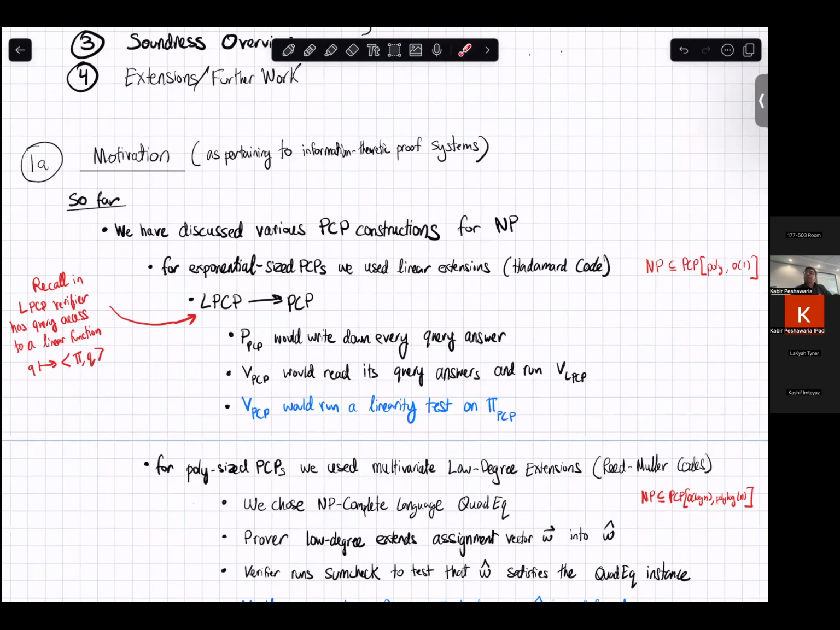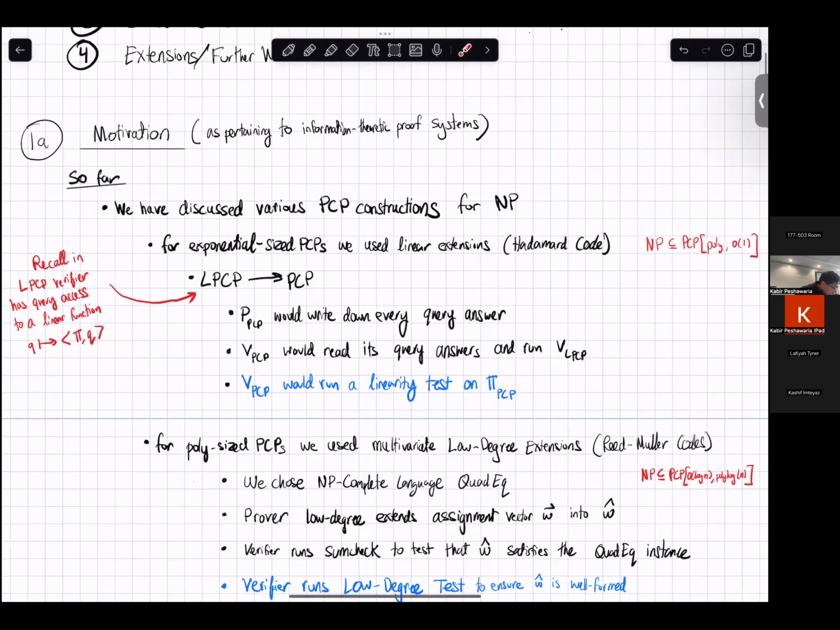I'll keep this size. For those who are not in the class, this motivation is going to be very specific to what we've been learning in this class. So it's going to be motivation as pertaining to information theoretic proof systems. However, after that, the background and so on, that's all just FRI stuff. So if you care about that, feel free to skip to that part of the lecture. Anyways, let's motivate why we care about FRI.